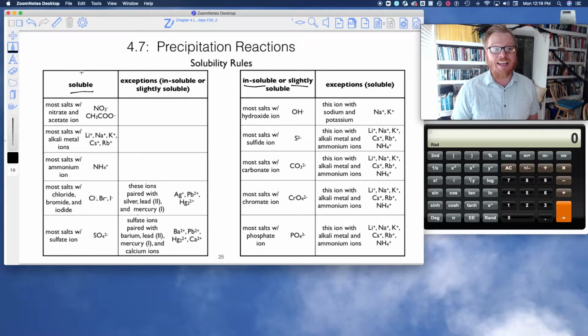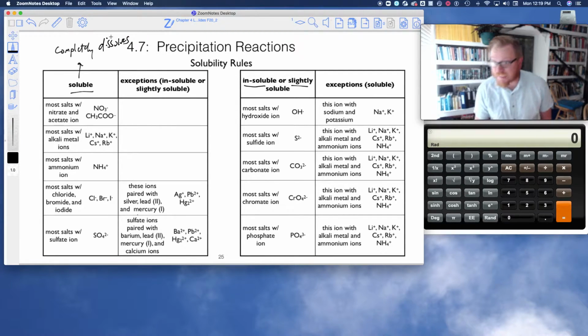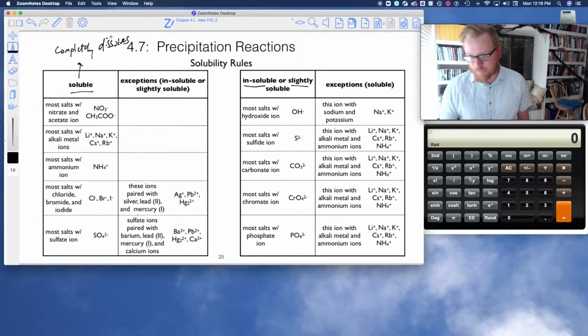Soluble means it completely dissolves, and don't mix that up with completely ionizes, because it does completely ionize and it completely dissolves.